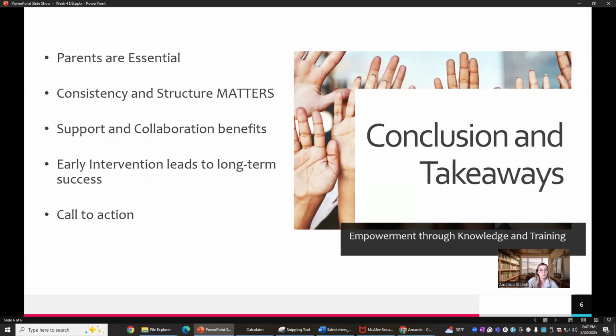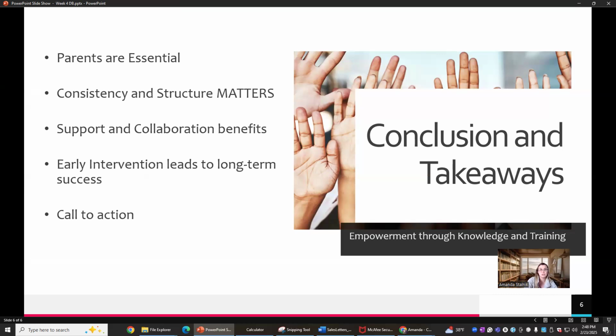As we conclude, I want to revisit some of the key takeaways from today's presentation. Throughout this talk, we've discussed the important role parents play as primary agents in managing their child's behavior disorder. Parents have the unique opportunity to make a significant impact on their child's behavior by consistently applying evidence-based strategies, such as positive reinforcement, structured routines, and clear expectations.